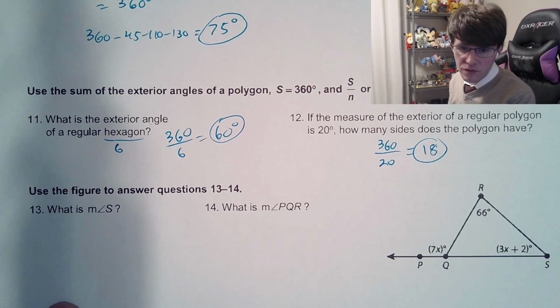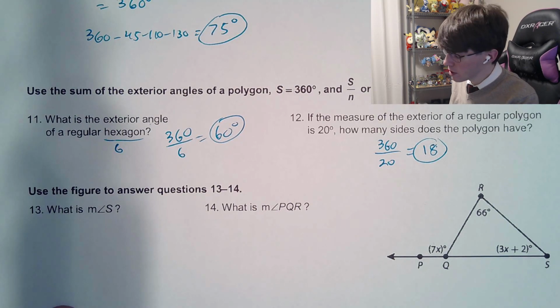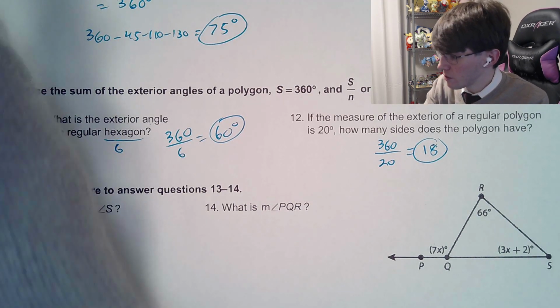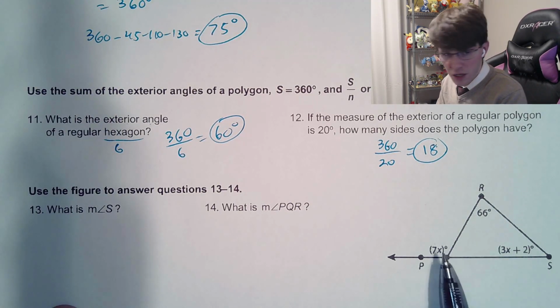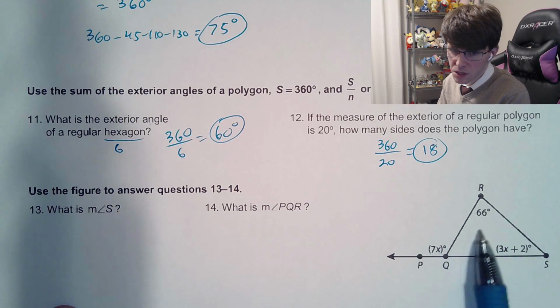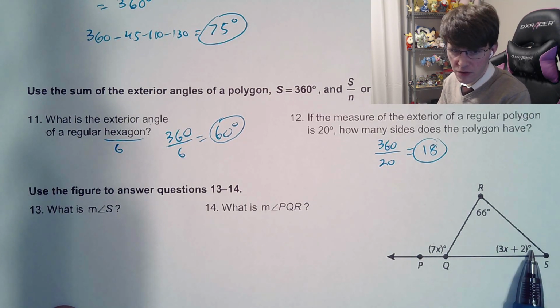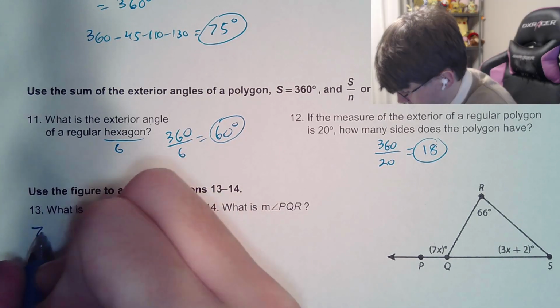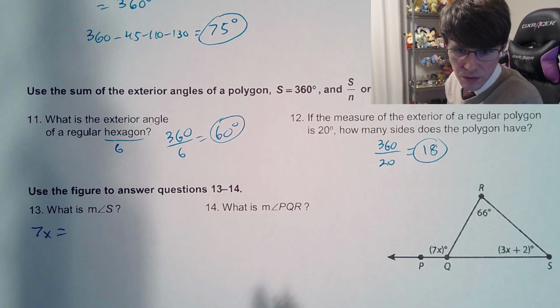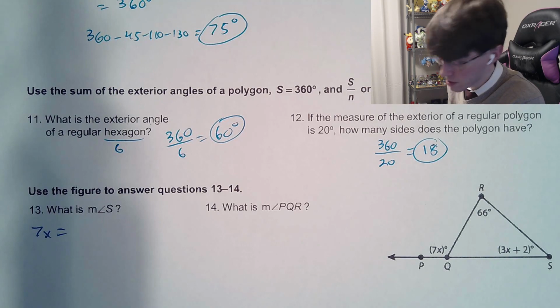All right, what is the measure of angle S? So there are a couple of different ways to approach this one, but the easiest, in my opinion, is to remember the exterior angle theorem for triangles, which says that the exterior angle is always equal to the other two angles added together. So we can say that 7x is equal to, and we're doing 66 plus 3x plus 2.